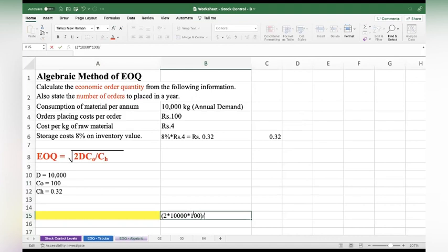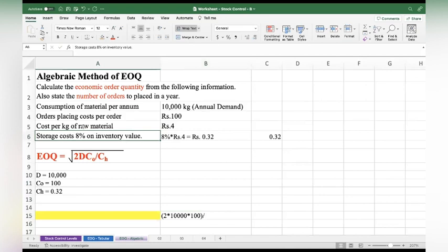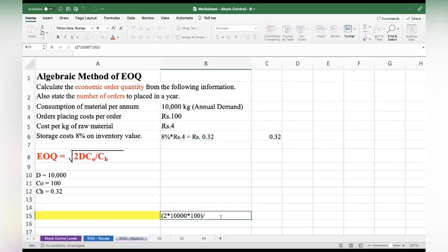Okay. Now we need to get the holding cost per inventories, per unit. We are supposed to find that. So in the question, it's given 8% on the inventory value. So per kilogram of raw material, it will be 4 rupees. Therefore, 4 rupees into 8%. We don't take the total inventory value, okay? We are just taking the value of a unit of raw material. That will be 0.32.